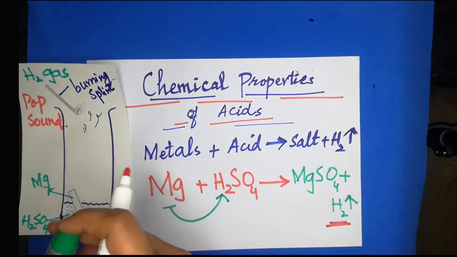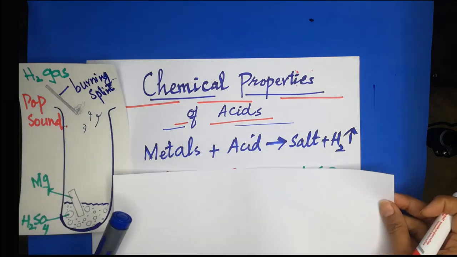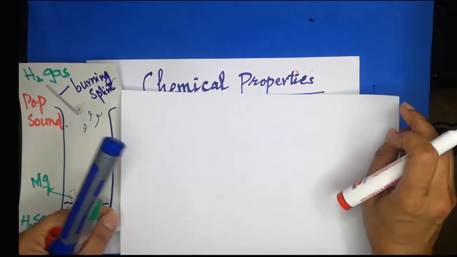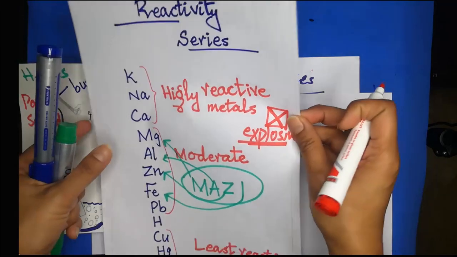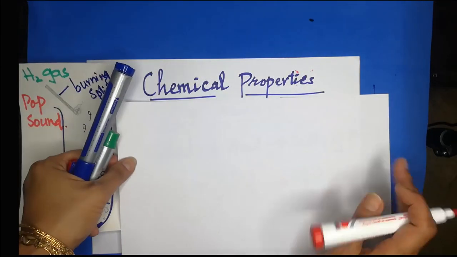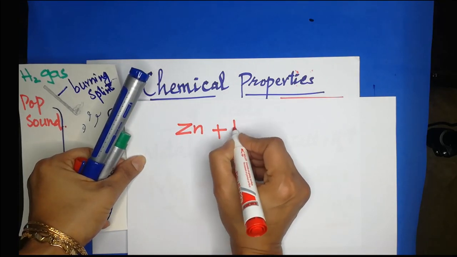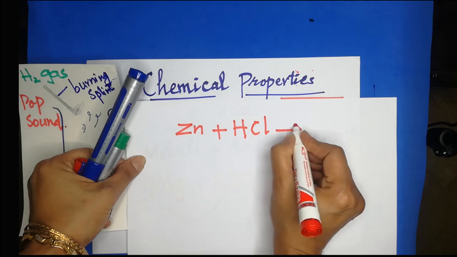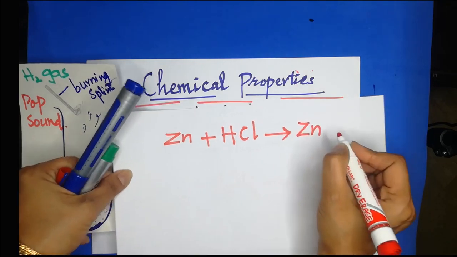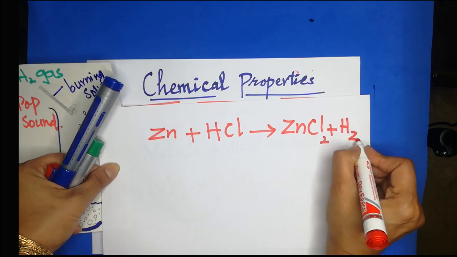We can have and draw some more examples of metals plus acids. We have taken magnesium; we can take zinc, we can take iron. If we have zinc plus HCl, a salt will be formed, zinc chloride, and hydrogen gas.